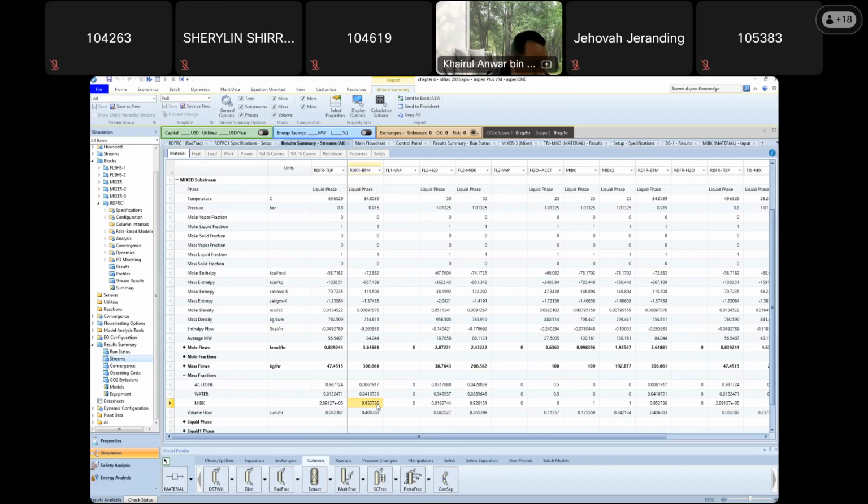It is worth mentioning here that since we have in hand a rigorous column model, for example, a design specification case study can be conducted here where the design spec variable will be the mass fraction of acetone in the top stream with the target value of 0.95.